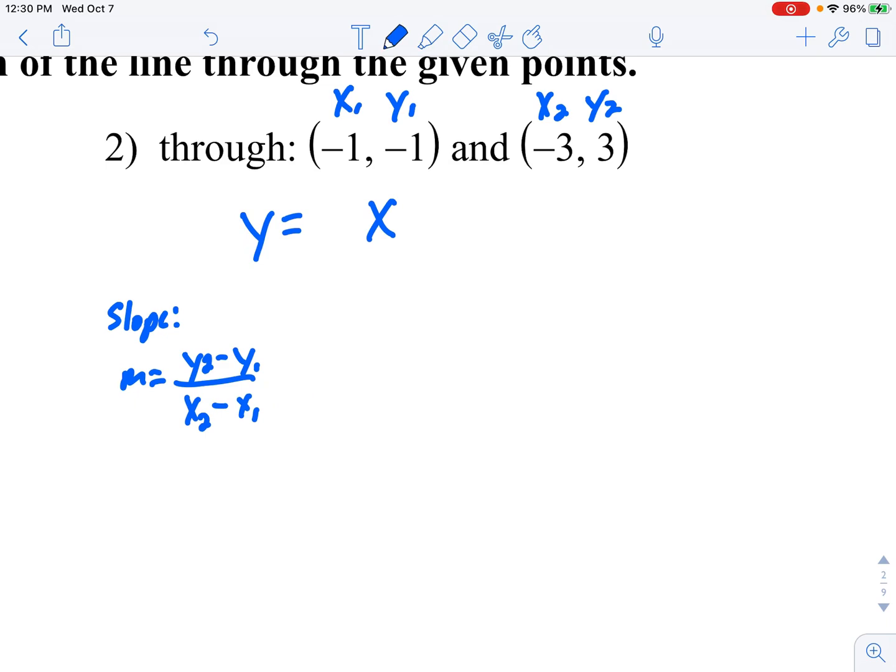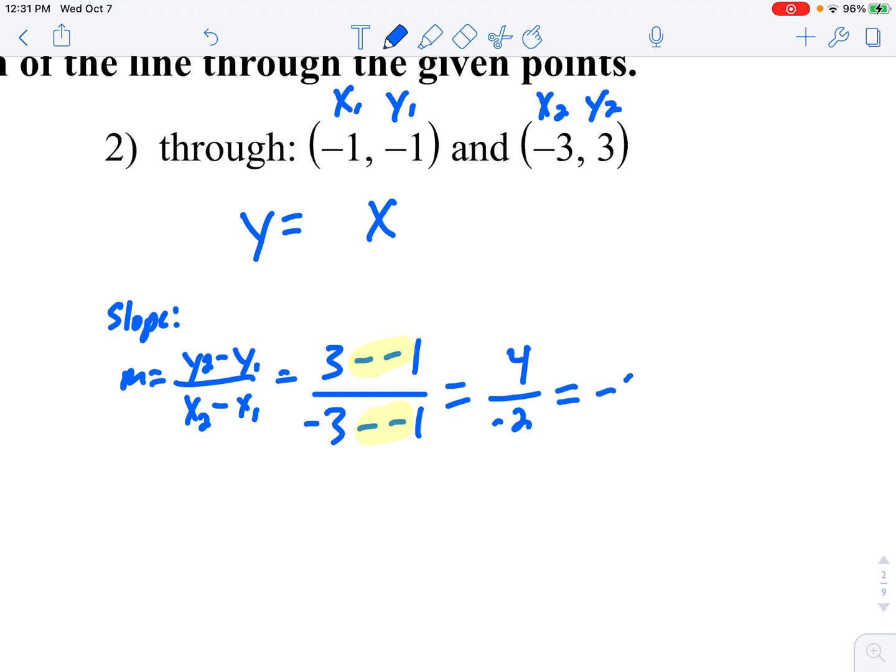So, y2 minus y1, that's 3 minus negative 1, over x2 minus x1, which is negative 3 minus negative 1. When you minus a minus, it turns to plus. 3 plus 1 is 4. When you minus a minus, it turns to plus. Negative 3 plus 1 is negative 2. 4 over negative 2 simplifies. 4 divided by negative 2 is negative 2. So now we know that the slope is negative 2.